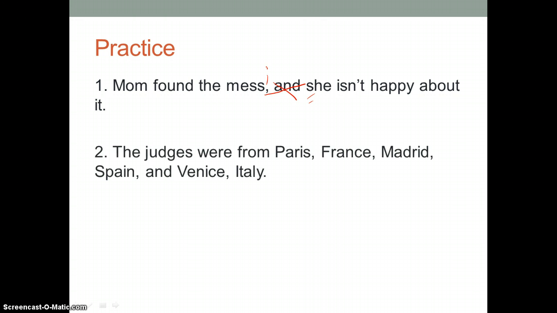Number 2, "The judges were from Paris, France, Madrid, Spain, and Venice, Italy." You can see this sentence was pretty unclear with all these commas because we had three items in the list: Paris, France; Madrid, Spain; and Venice, Italy. So we decided we could use semicolons to clarify the three list items.